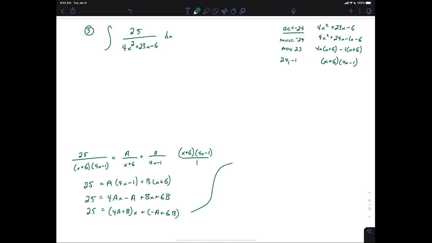And so the left-hand side is 25. That means the right-hand side has to be 25, which means 4a plus b is 0, because there's no x. And then negative a plus 6b has to be 25. And now probably what I would do is multiply that bottom one by 4, and write the top one above it, and then add them, and the a's will cancel out.